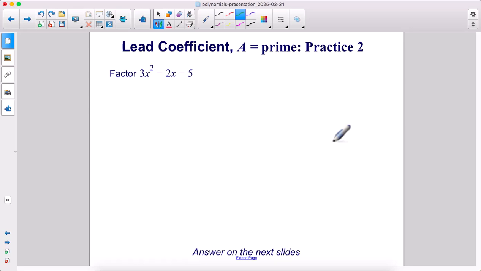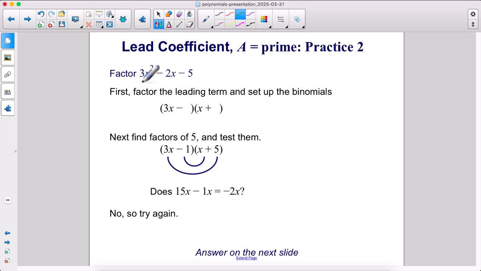Factor 3x squared minus 2x minus 5. First, factor the leading term and set up the binomials. 3x squared becomes 3x times x. Next, find the factors of 5 and test them. 5 only has 2 factors, 1 and 5. So we don't know which one's going to be positive and negative yet. So let's just try it out this way and see if we get it right.